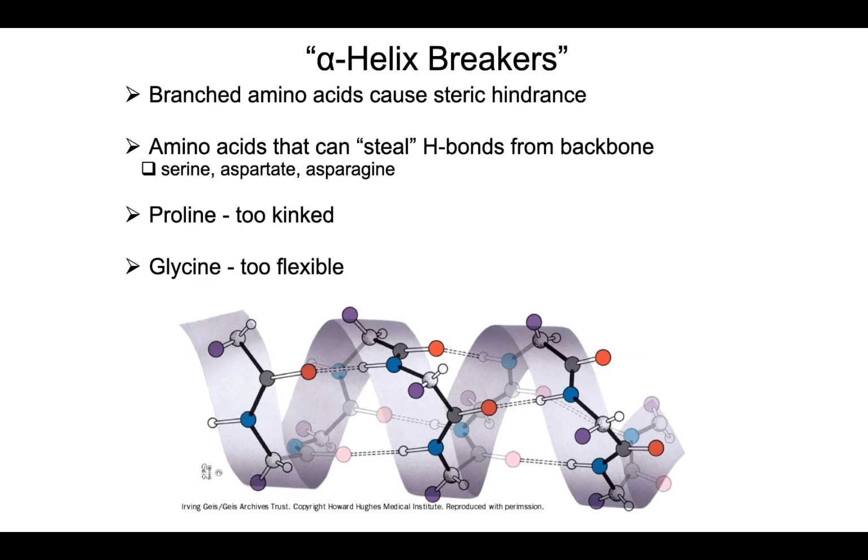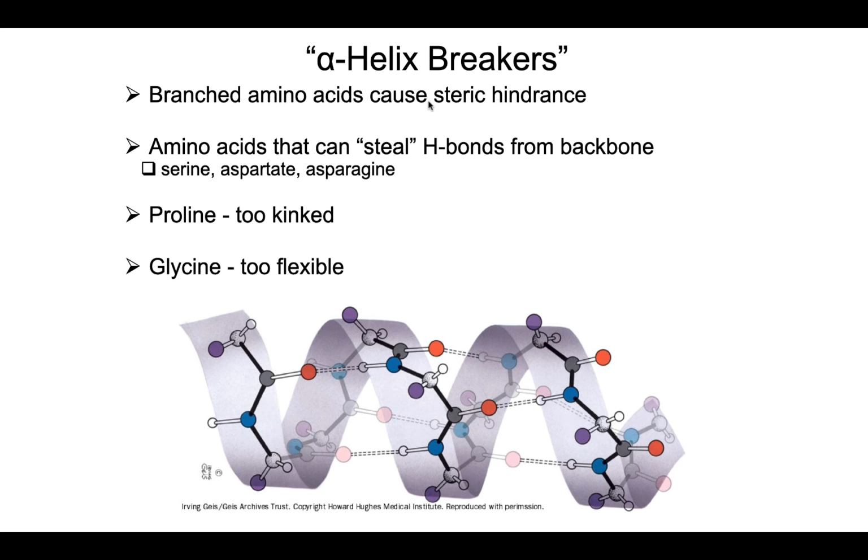There are things, however, if you take a look at the sequence of amino acids within a protein, there are ways you can look and predict that would probably not make an alpha helix. And these are what I'm calling the alpha helix breakers. So if you see an abundance of these amino acids or an abundance of these situations within a sequence of amino acids, you're probably pretty sure that you're not going to have an alpha helix there.